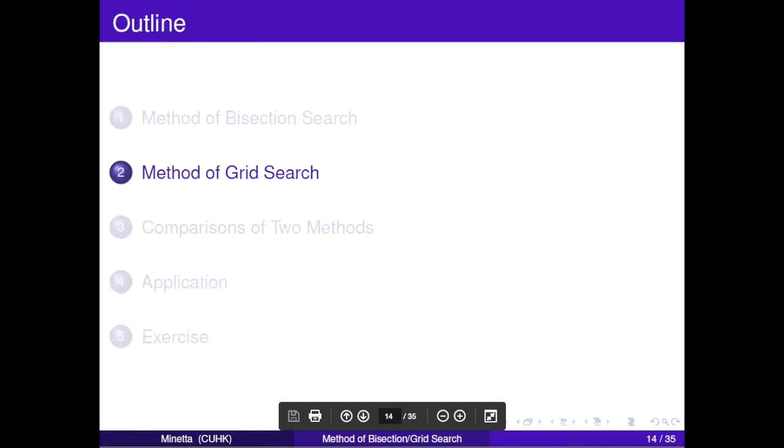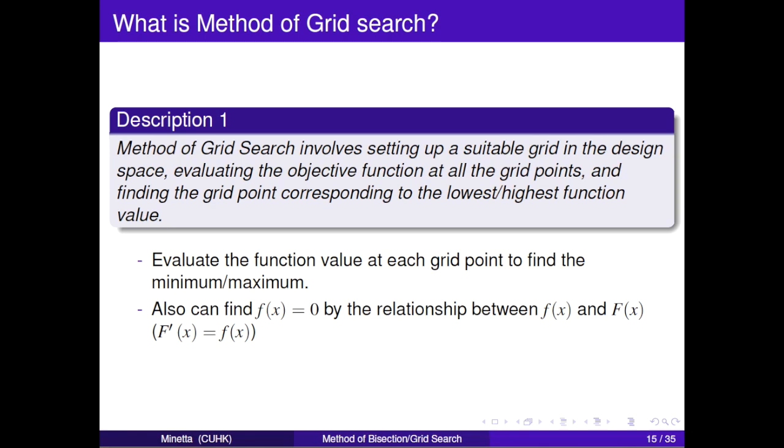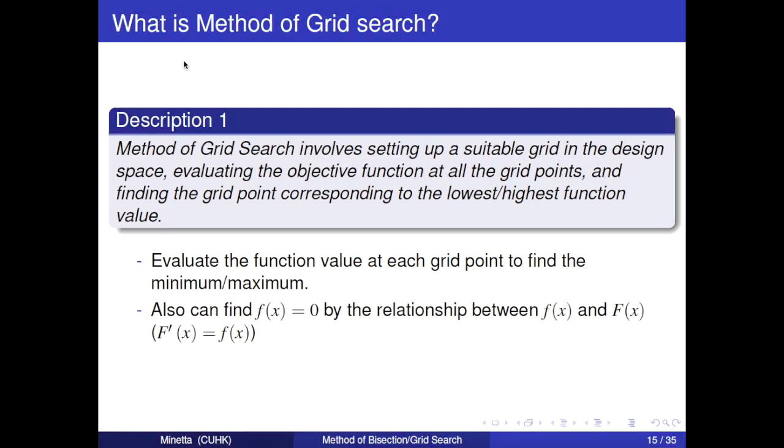Then we go to the second part, method of grid search. Besides method of bisection search, method of grid search is also a useful method. It involves setting up a suitable grid in the design space, evaluating the objective function at all the grid points, and finding the grid point corresponding to the lowest or highest function value. In a word, it evaluates the function value at each grid point to find the minimum or maximum.